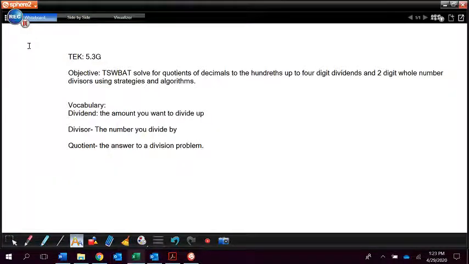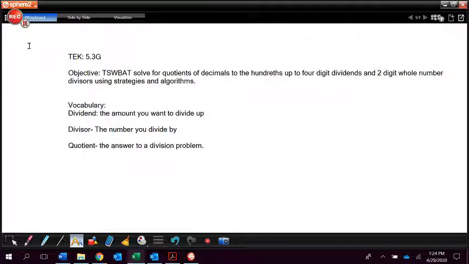Alright, boys and girls, so we're going to go ahead and begin. Today, the TEK that we're going to be working with is TEK 5.3G. And the objective for today, and this is something that you're going to be writing down in your scratch paper, make sure you're writing your objective and the vocabulary words. So the objective is the student will be able to solve for quotients of decimals to the hundredths up to 4-digit dividends and 2-digit whole number divisors using strategies and algorithms.